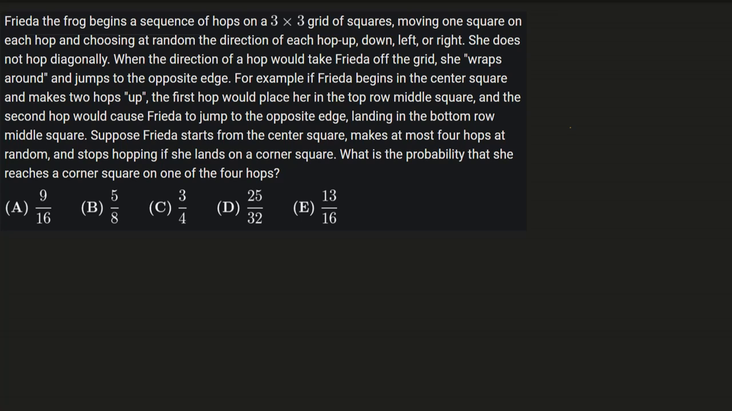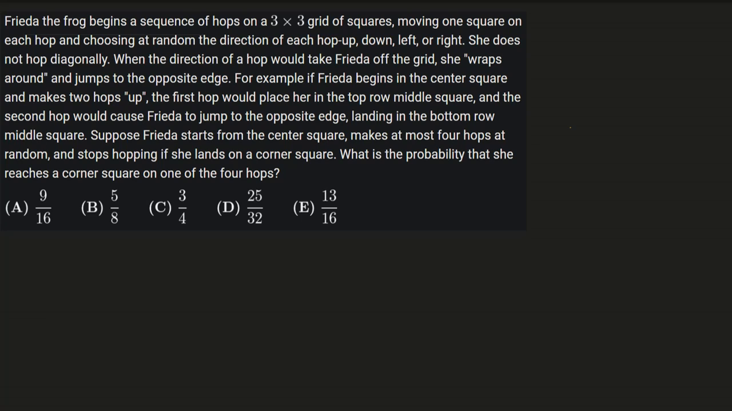Let's look at this problem. Frida the frog begins a sequence of hops on a 3x3 grid of squares, moving one square on each hop and choosing at random the direction of each hop: up, down, left, or right. She does not hop diagonally.